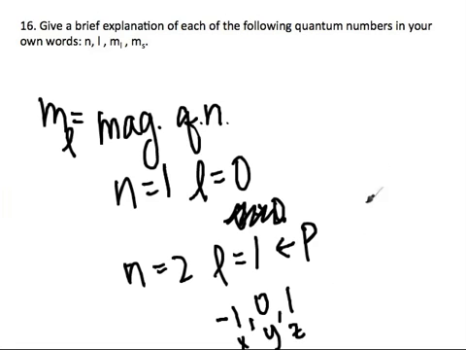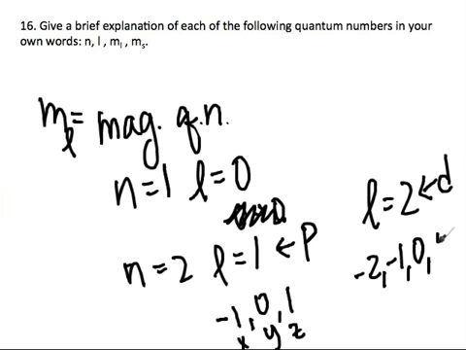For d, with l equals 2, we can have more orientations that are a little bit more complicated. And then for f, and so on, it gets more and more complicated.